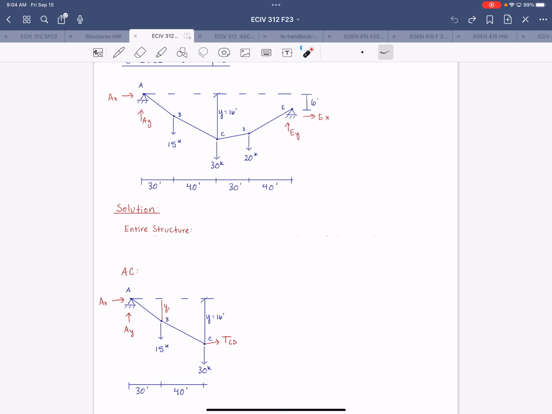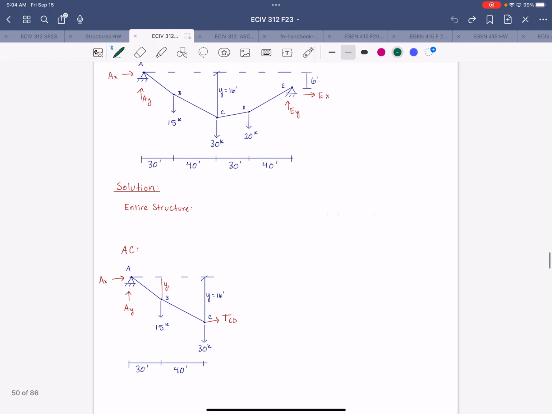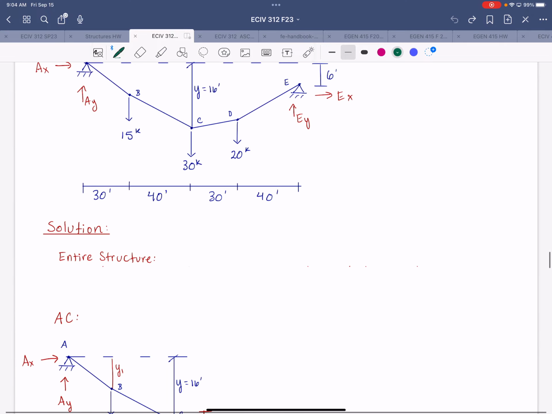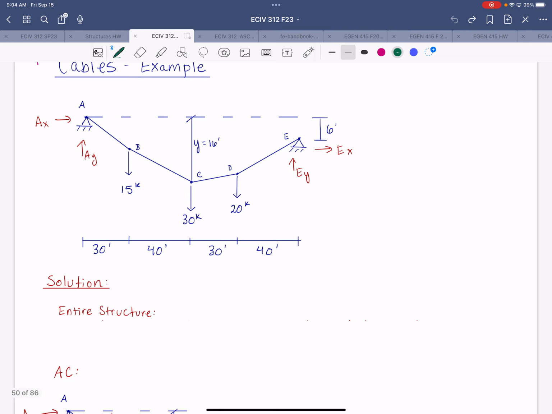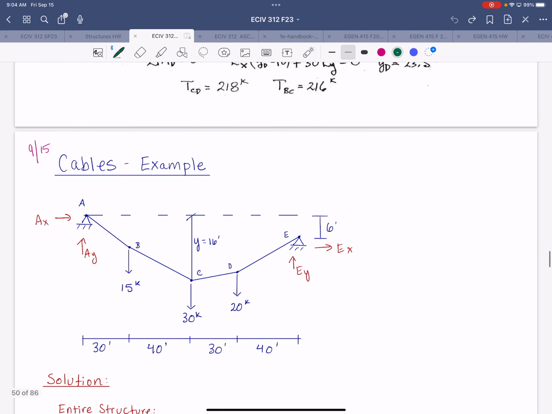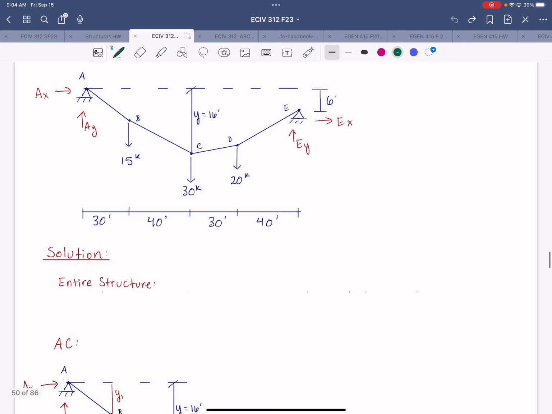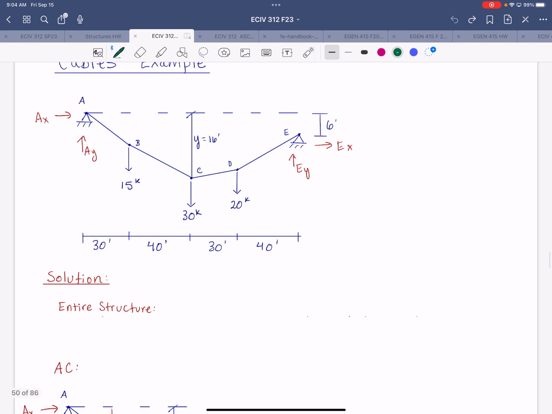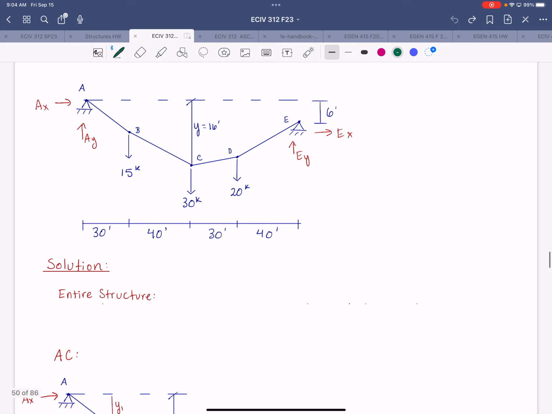Once we have those reaction forces, we can march through and find all the cable tension for each segment, and we can find the other vertical distances to points B and D. So we'll get going on that. So first, we'll write those equilibrium equations for the entire structure here. So I'm going to sum moments about E, and we'll end up with 2 equations in terms of AX and AY.